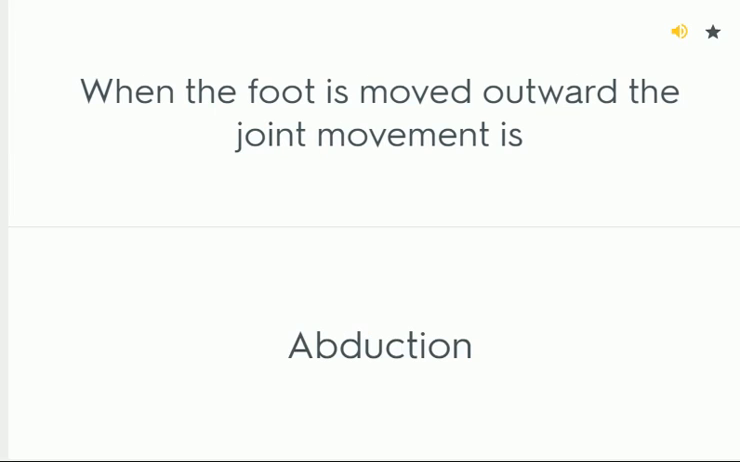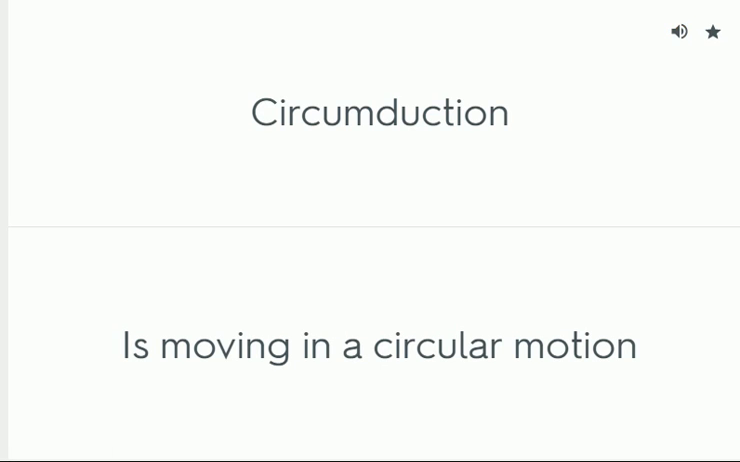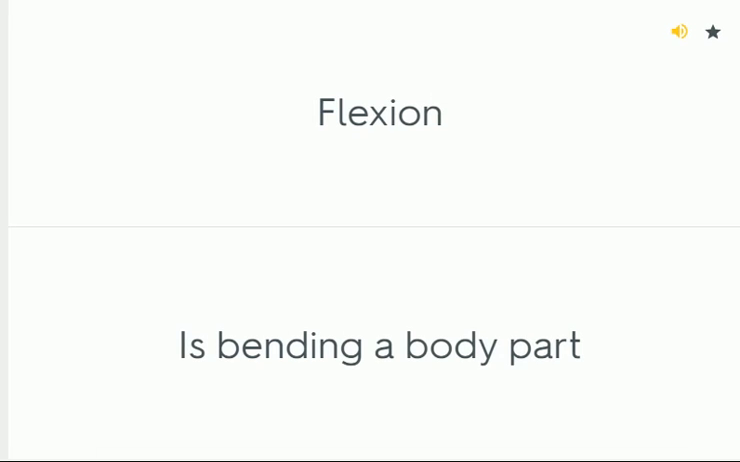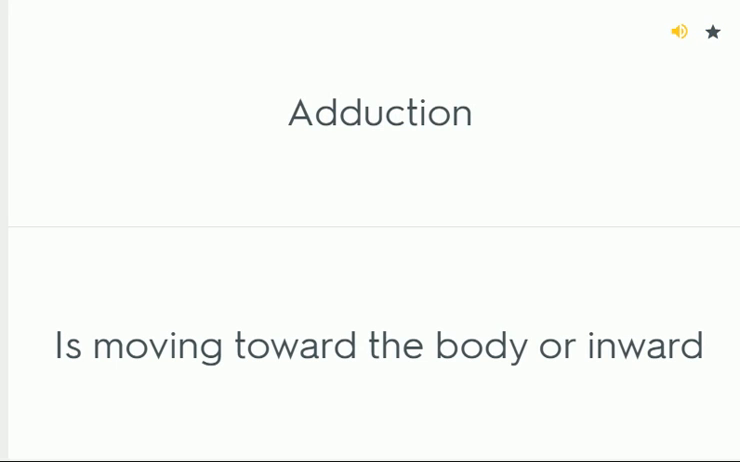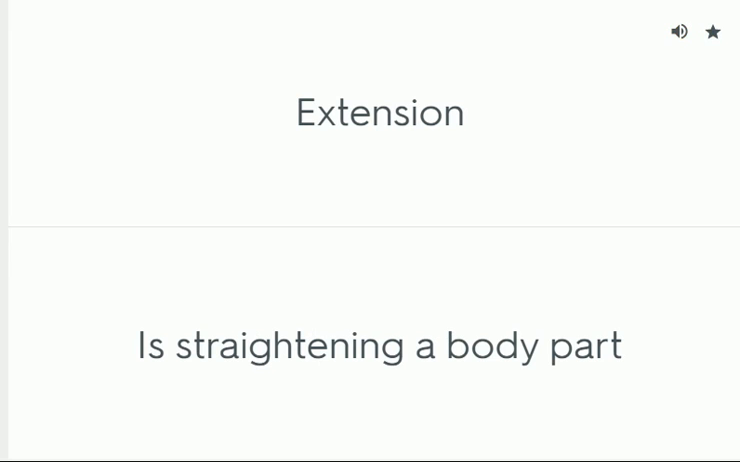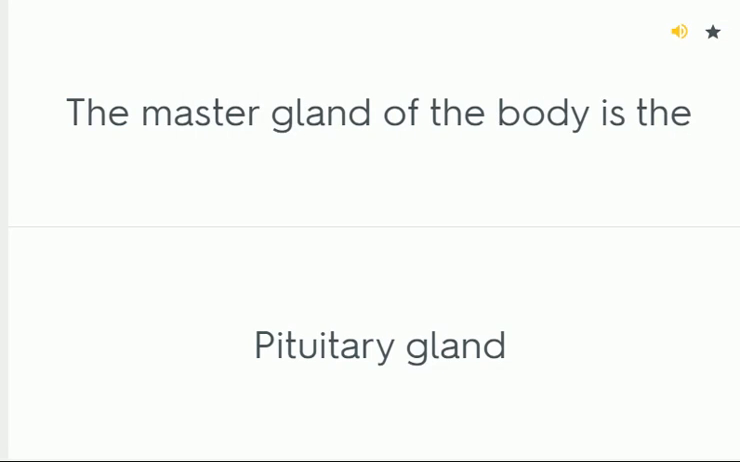When the foot is moved outward, the joint movement is abduction. Circumduction is moving in a circular motion. Flexion is bending a body part. Adduction is moving toward the body or inward. Extension is straightening a body part. The master gland of the body is the pituitary gland.